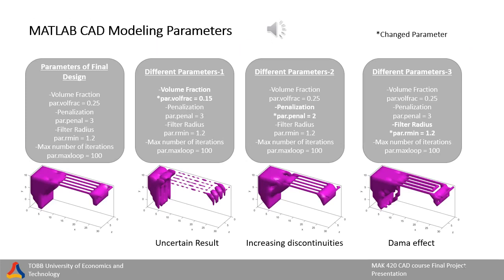Let's move on to MATLAB CAD modeling parameters. You can see our final design and parameters of it. We changed some properties to see what happened. Firstly, we decreased Wolfrag to 0.15 from 0.25 and we got uncertain results. Then we decreased penalization to 2 from 3 and discontinuity happened. After that, we changed our minimum to 1.2 from 0.75 and gamma effects began.